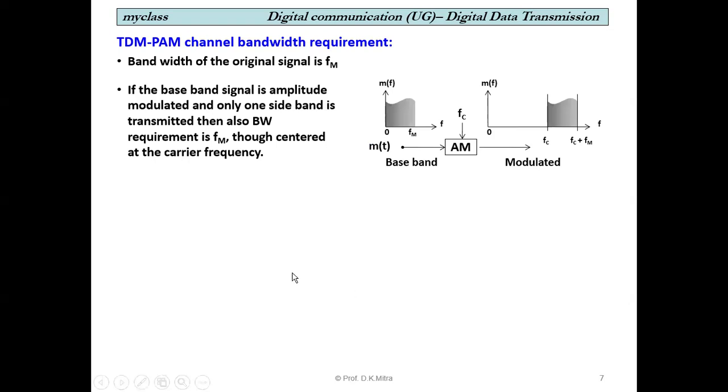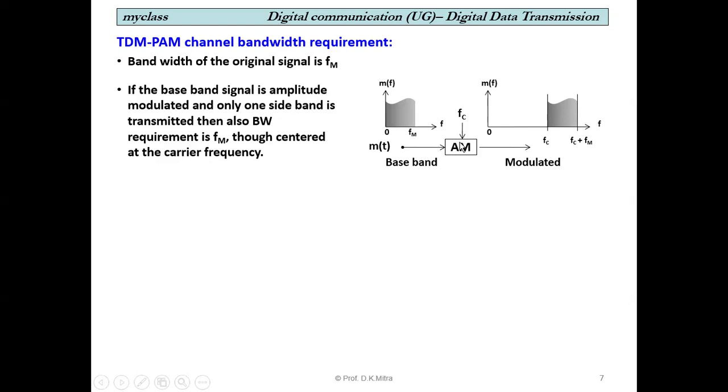Then, if the baseband signal is amplitude modulated, like you have learned in analog communication, instead of going for digitization, if it is amplitude modulated, then this is the amplitude modulator.